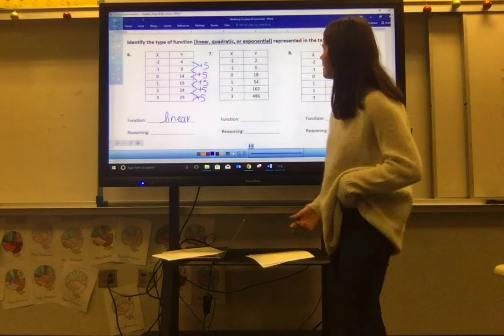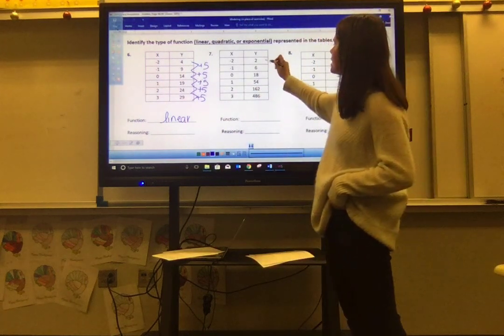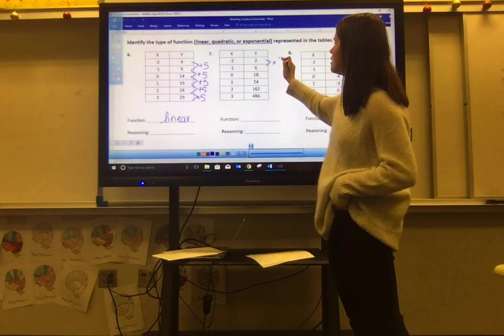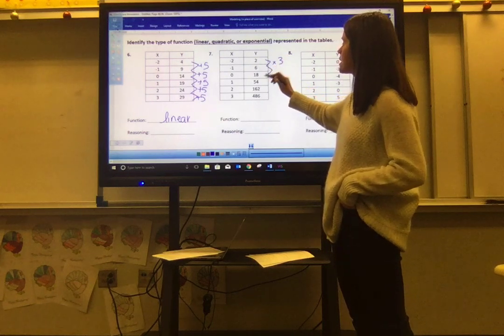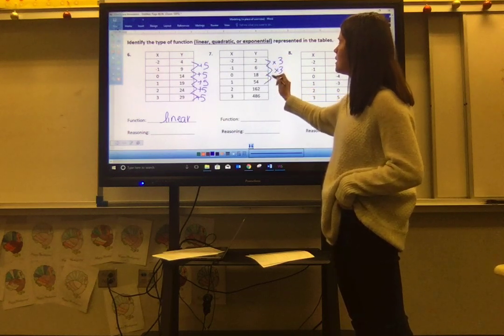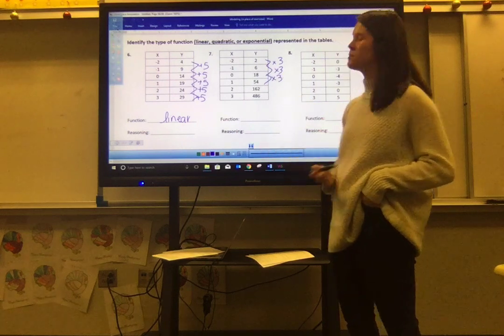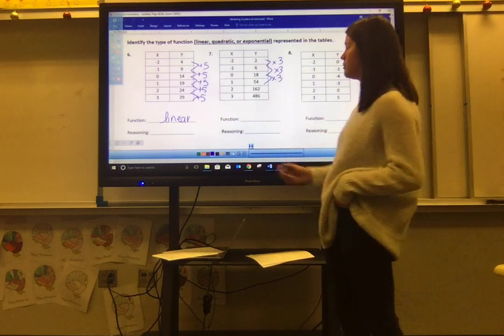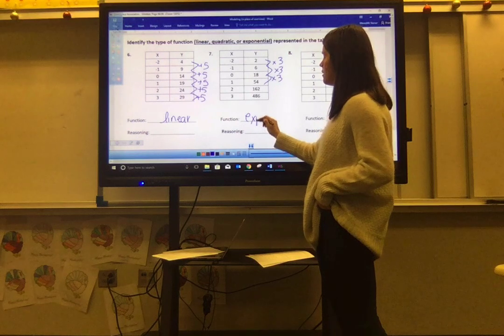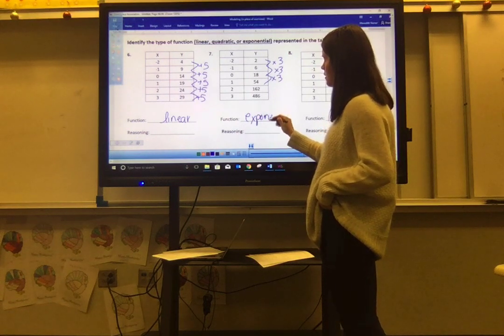Let's look at 7. I see that 2 times 3 gives me 6. 6 times 3 gives me 18. 18 times 3 gives me 54. If I have a constant multiplier, what am I? I'm exponential.